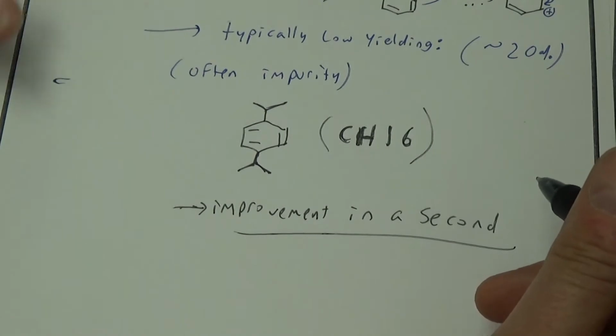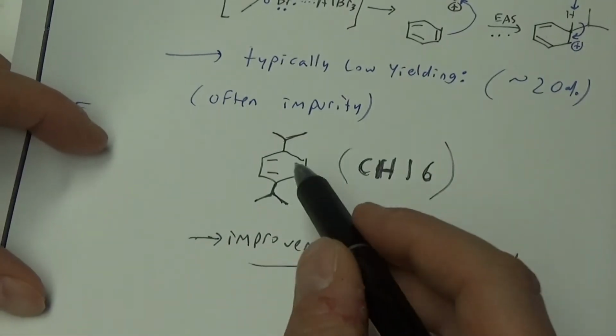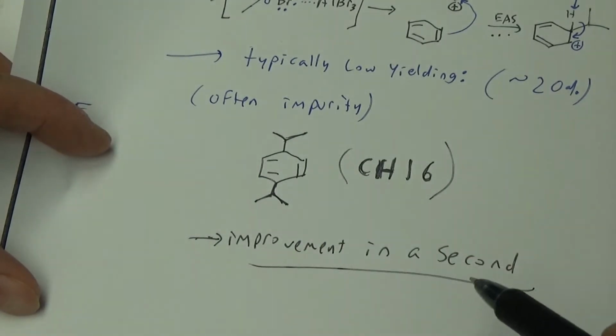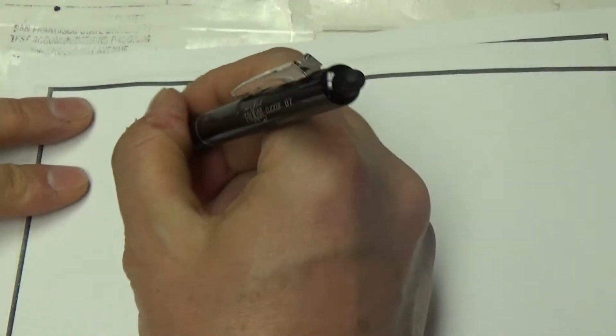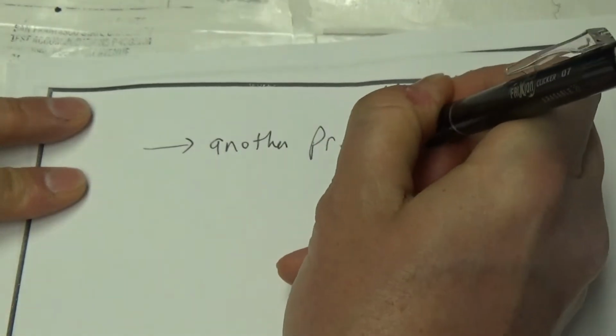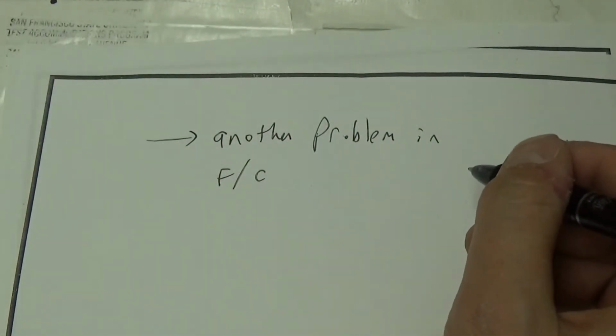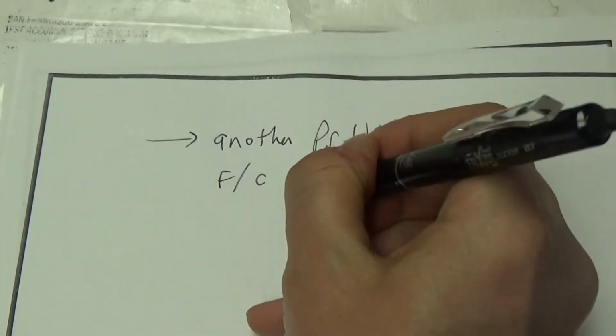Okay, and then let me show one more problem. This is one problem, sort of the yield. Let me show another problem in the Friedel-Crafts alkylation reaction. So, another problem in the Friedel-Crafts alkylation.